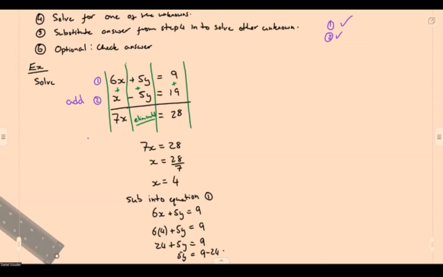All right, I'm just going to bring this up here. So 5y equals 9 minus 24. That would give negative 15. Okay. So isolating y, negative 15, we get divided by that 5. Y would equal negative 3.